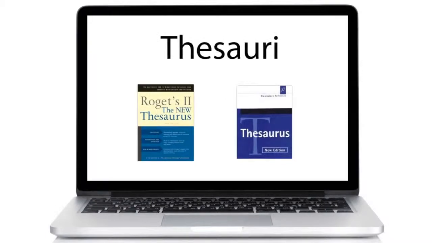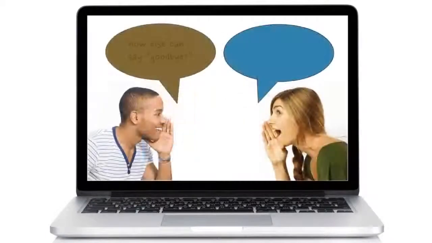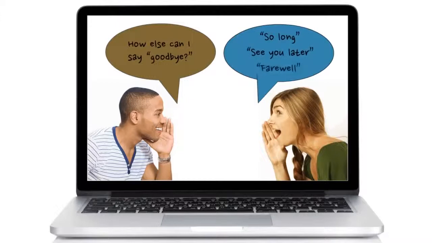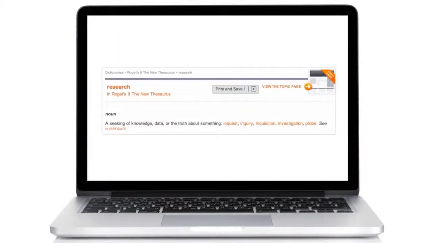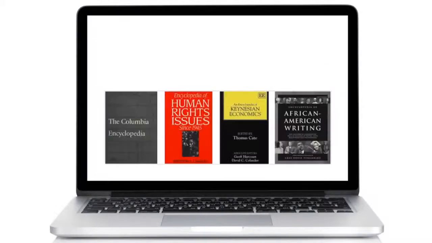A thesaurus, on the other hand, is meant to help you find alternative ways to say something. Entries will include the definition of a word and synonyms, or other words with similar meanings, for that word. One word may have several different meanings, and a thesaurus will often have synonyms for each of those meanings. Here you can see an example of a thesaurus entry for the word research. The synonyms in orange include inquest, inquiry, inquisition, investigation, and probe.